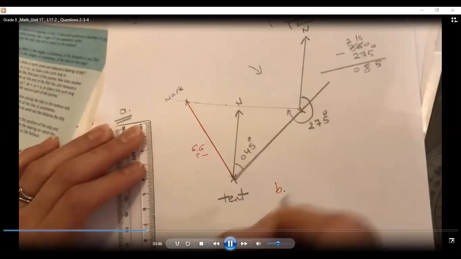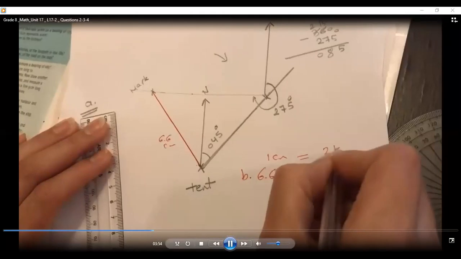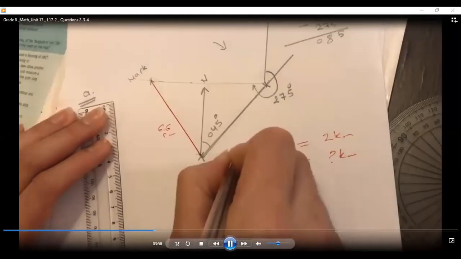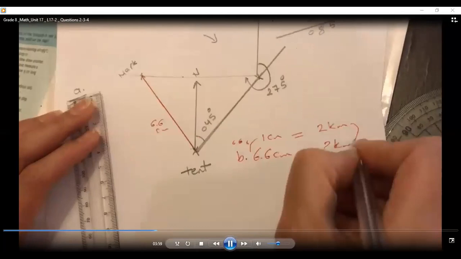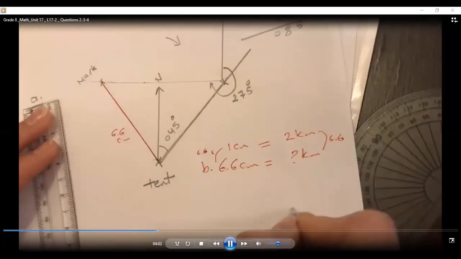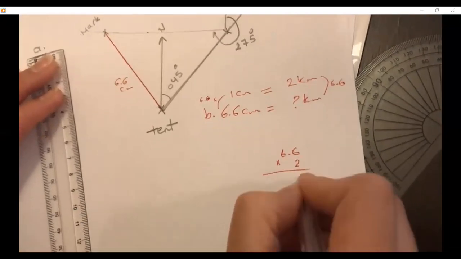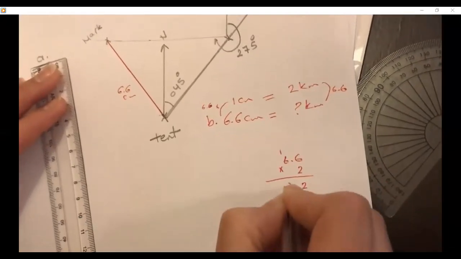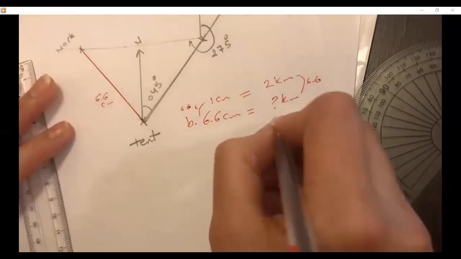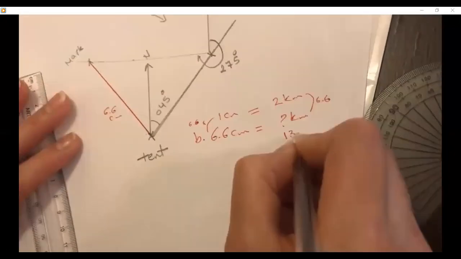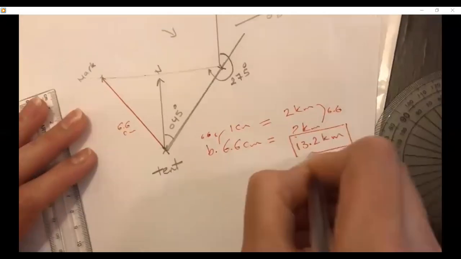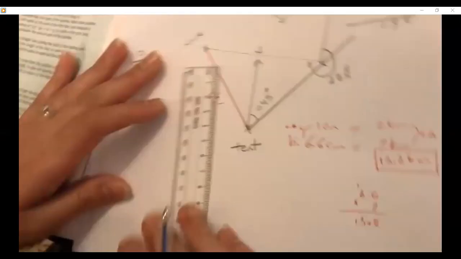How many kilometers? Our scale is 1 centimeter equals 2 kilometers. So what did we do here? We multiplied by 6.6. What shall we do here? Multiply by 6.6 and let's go by 6.6 multiplied by 2. And that would be 12, and 13 decimal after one place. So how much is the distance? 13.2 kilometers.